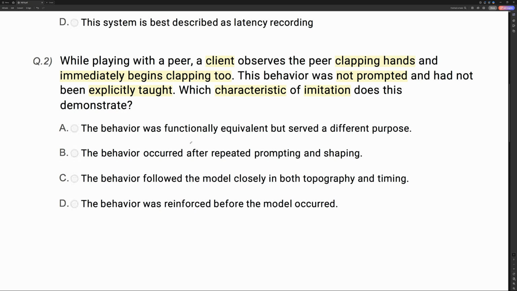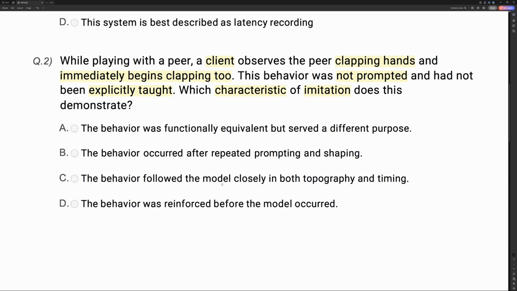A, the behavior was functionally equivalent but served a different purpose. Well, if it's functionally equivalent, it's not going to happen for a different reason. So A just fundamentally is wrong. B, the behavior occurred after repeated prompting and shaping. Well, we know from the question it says the behavior was not prompted. And with imitation, we're not prompting and shaping it, right? Imitation needs to occur immediately.